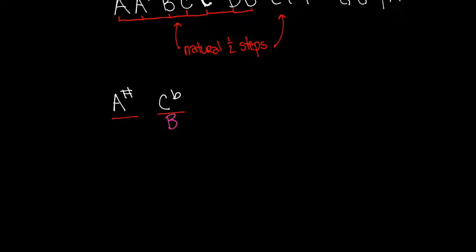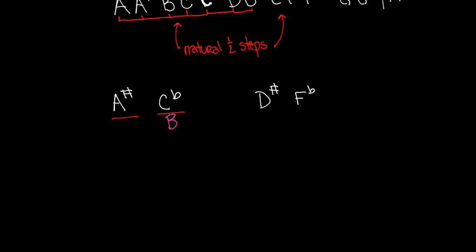Okay, so sharps and flats here. Let's do one more example. In this example, let's look at what if we had D sharp to, let's say, F flat. Looking at D sharp to F flat.